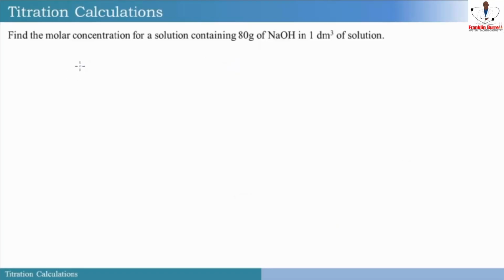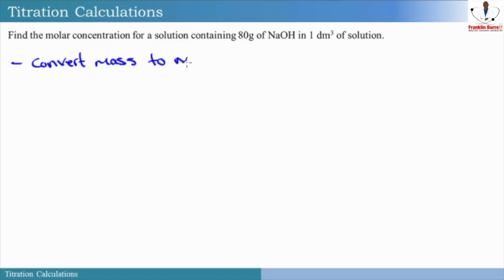Now, in looking at our calculation, here we see where they're asking us to find the molar concentration for a solution containing 80 grams of sodium hydroxide in 1 dm cube of solution. If they had asked for the mass concentration, we would simply divide this mass by 1 dm cube to get grams per dm cube. But they want the molar concentration, so they want moles. So the first thing we're going to do, since they want molar concentration, is to convert mass to moles.